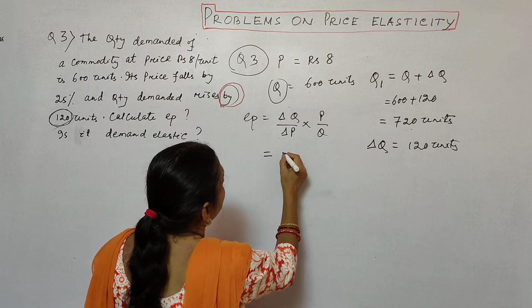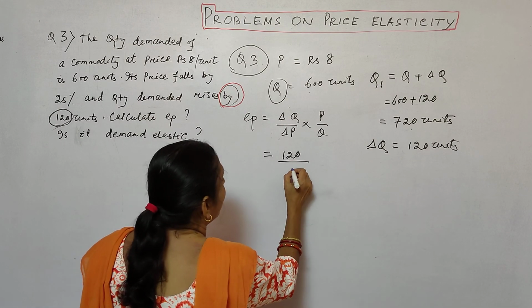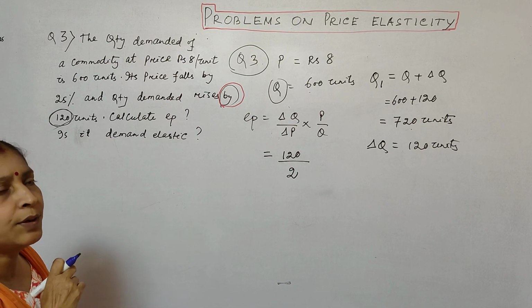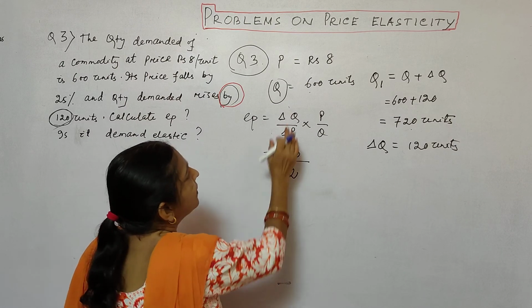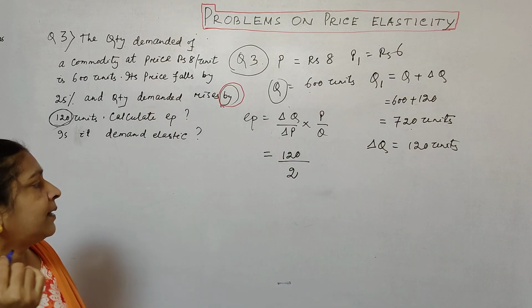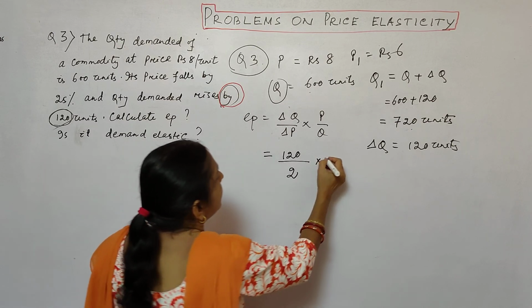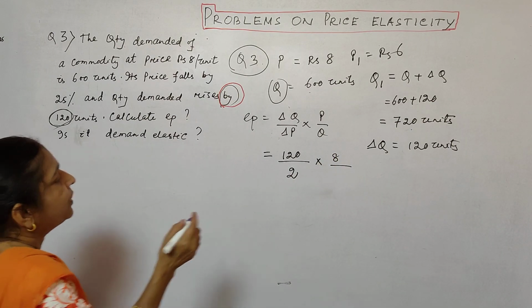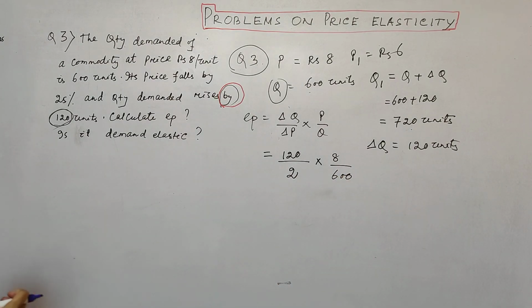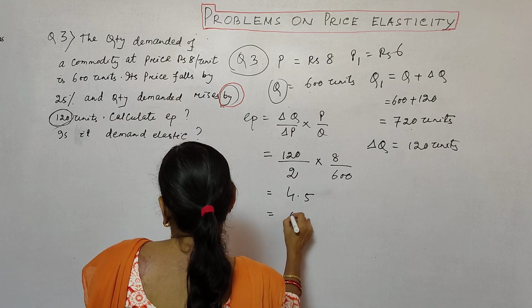Now delta Q equal to 120. Delta P, change in price, how much was it? Price falls by 25%, that means rupees 2. Initial price 8, final price we got was rupees 6. So change in price delta P is our rupees 2. Delta Q by delta P into P by Q. P is 8, Q is 600. This is the information given to us here. It comes to 4 by 5 equal to 0.8.